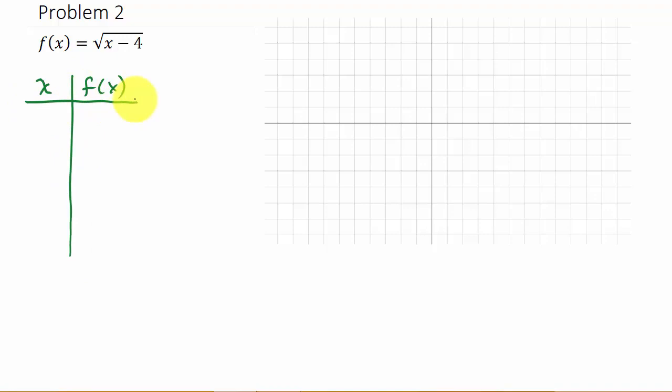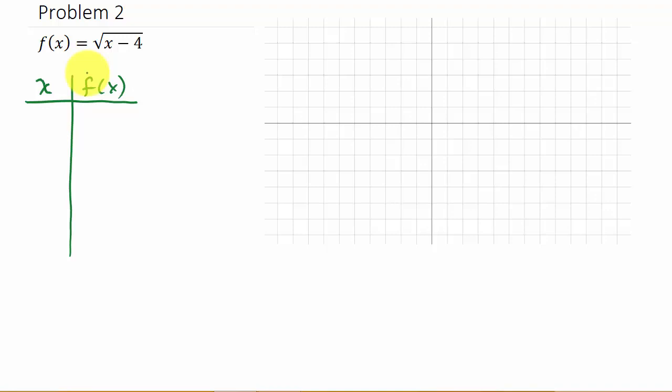You cannot take the square root of a negative number. Okay. So in other words, if we chose x to be 0, that would be the square root of negative 4, because 0 minus 4 is negative 4, and we can't do that. Okay, that would give us an imaginary number. So the easiest way to do this is pick certain x values.